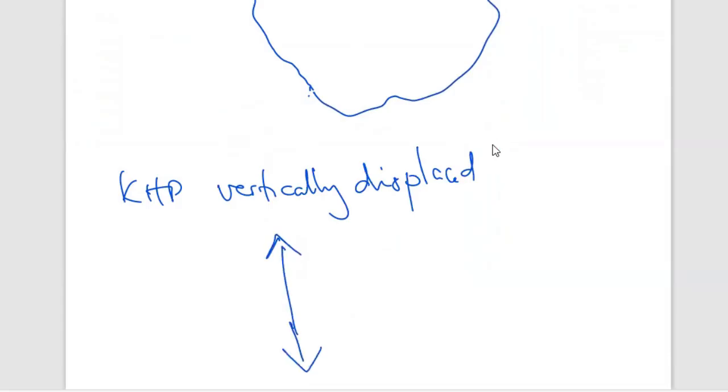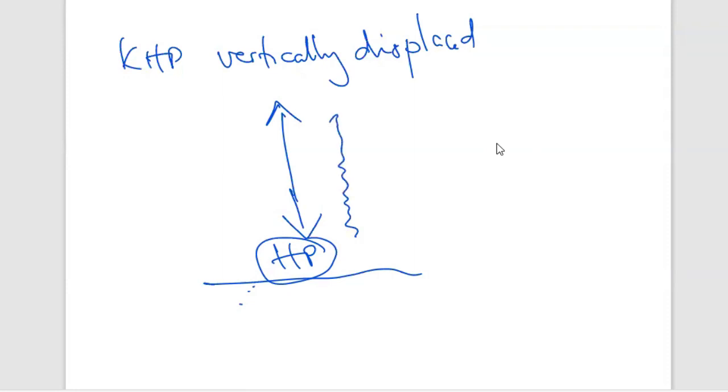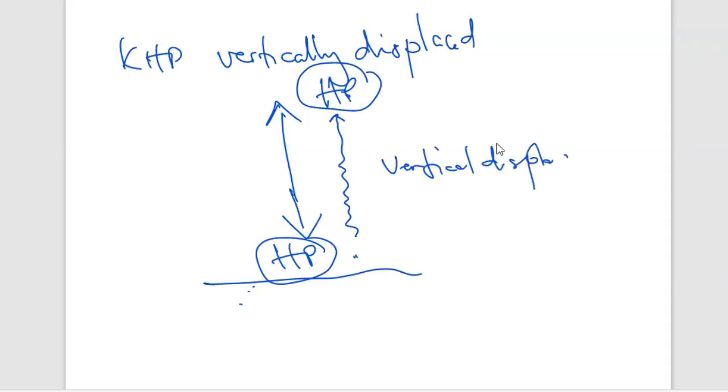Vertically displaced meaning to say, if this is our ground surface, when it's winter, our high pressure cell is over the ground surface here. But now when it's hot, the high pressure cell weakens. It rises. Maybe it's now there. It's now very weak. It's not dominating the ground, but it's now in the upper atmosphere. That is vertical displacement. Because of the intense heating, the high pressure cell is vertically displaced. That is how it changes its position.